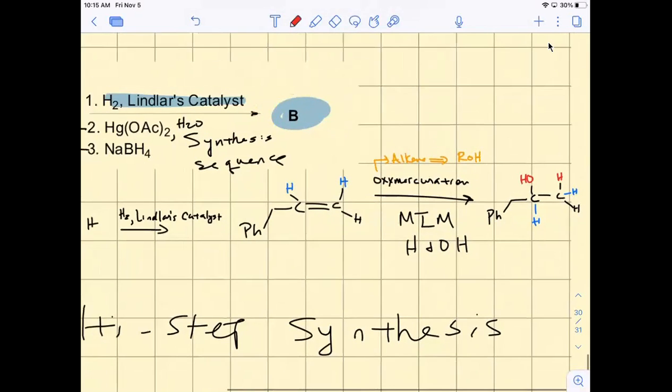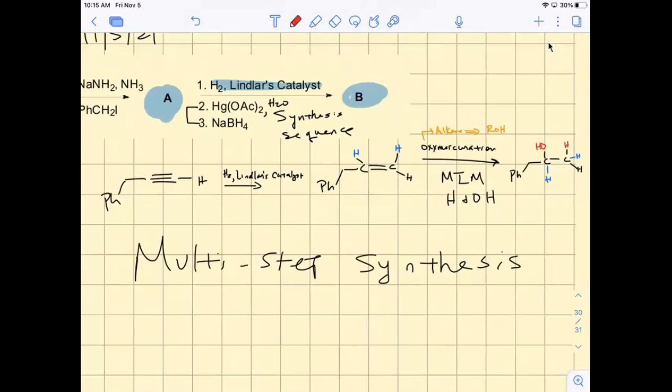All right, so the multi-step synthesis part, anytime you do a multi-step synthesis, whatever the product is from one step, that's going to become the start material for the following step.